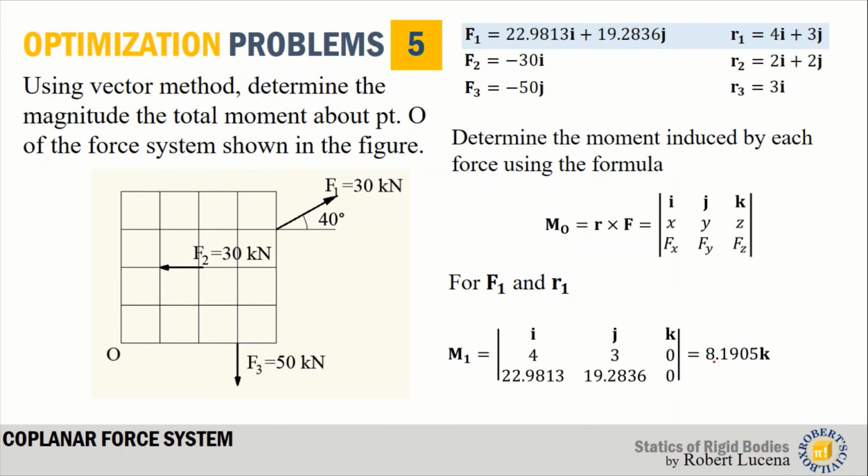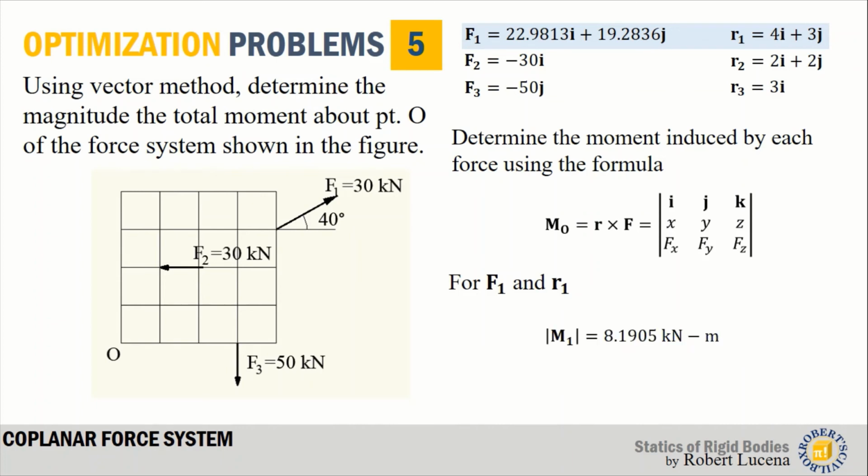Now getting the determinant of this matrix, I have also discussed this in my previous videos, we get M1 equals 8.1905. Recall that the cross product of two vectors is also another vector. As you can see, vector M1 is 8.1905k. So to get the magnitude of vector M1, we have 8.1905 kilonewton meter. So that's only for force 1.